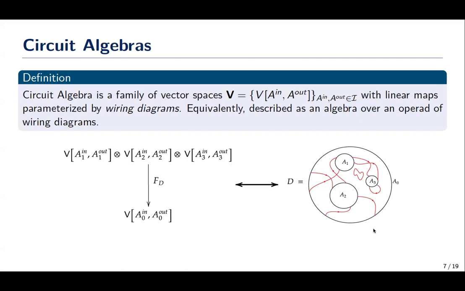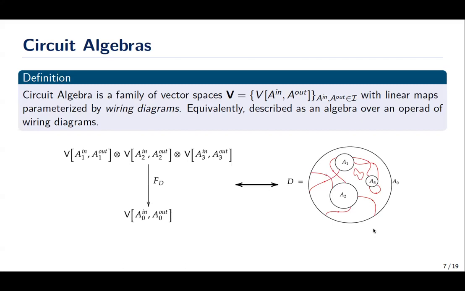replaced each disk A1, A2, A3 by vector spaces in the source. And the target vector space is nothing but the big unit disk, which is A0. And these indexing sets A1 in, A1 out represent the incoming strings and outgoing strings from my little disk A. So that's how this wiring diagram, this picture, captures the linear maps in the circuit algebras.